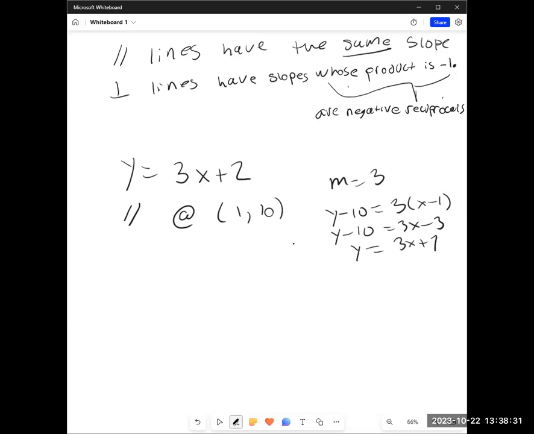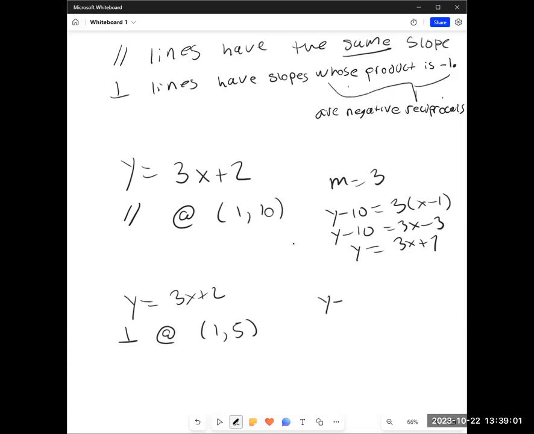If I wanted something perpendicular to y equals 3x plus 2, and I'm going to need to give a point that is on the line now, so I'm going to give the point (1, 5), because they have to actually touch each other. Where parallel lines don't touch each other, perpendicular lines have to touch each other at the point where they're perpendicular.